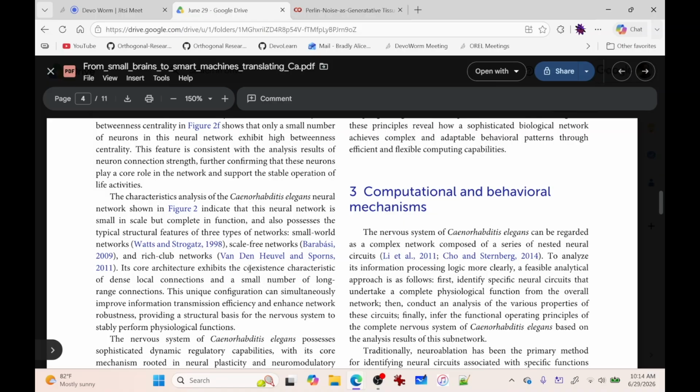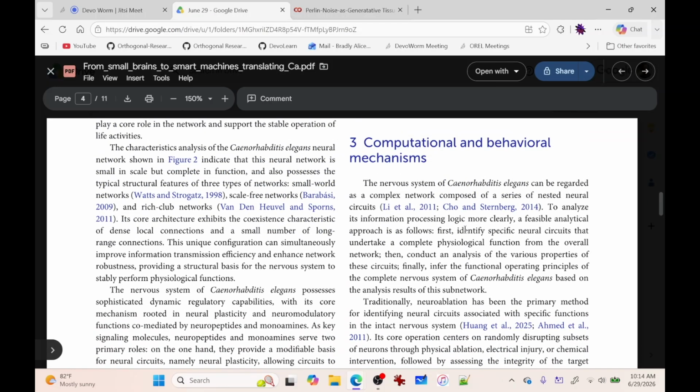Its core architecture exhibits the coexistence characteristics of dense local connections and a small number of long-range connections. This unique configuration can simultaneously improve information transmission efficiency and enhance network robustness, providing a structural basis for the nervous system to stably perform physiological functions. So that's a little bit about the network.